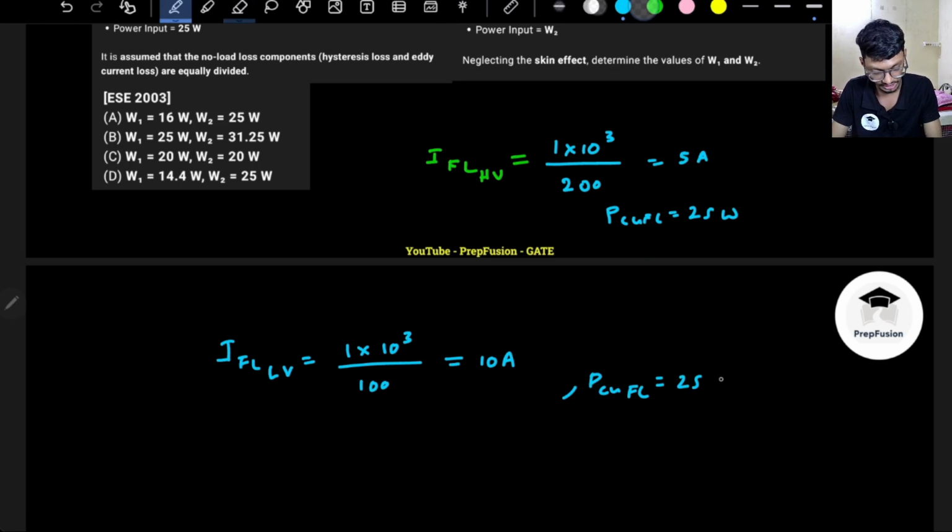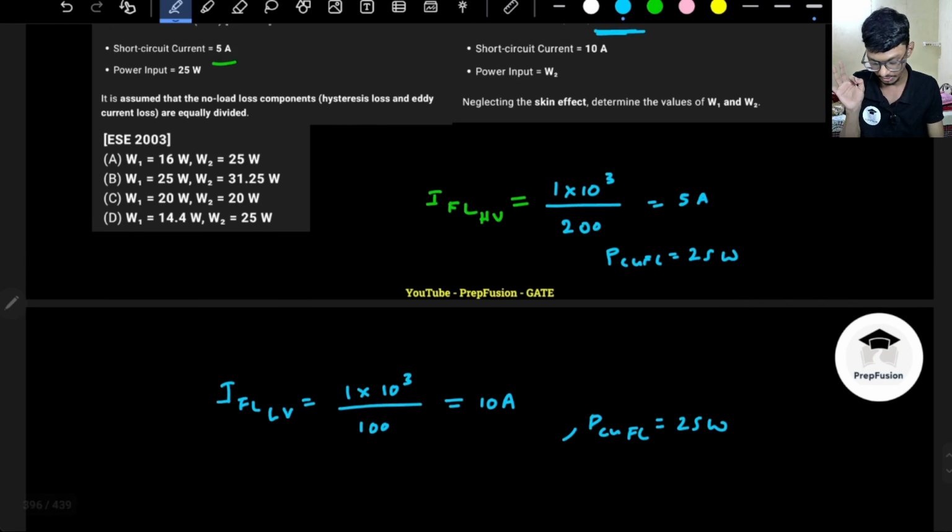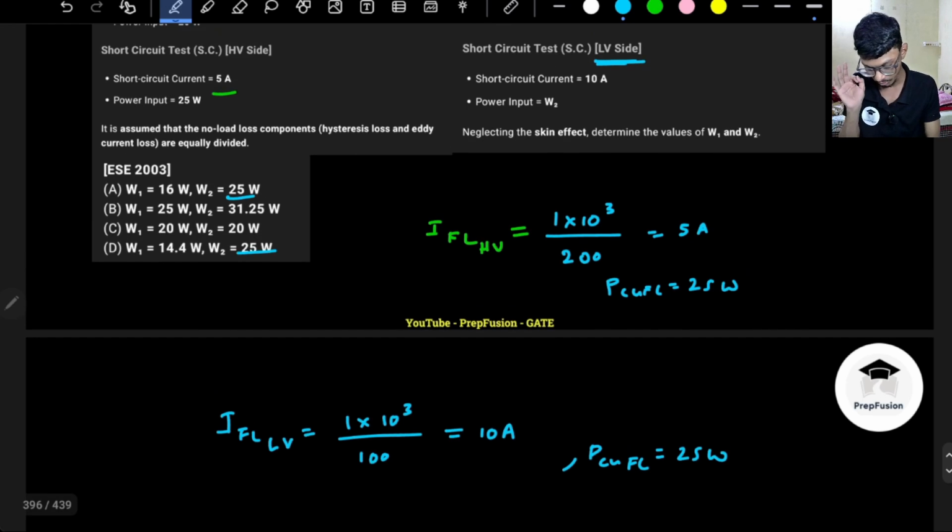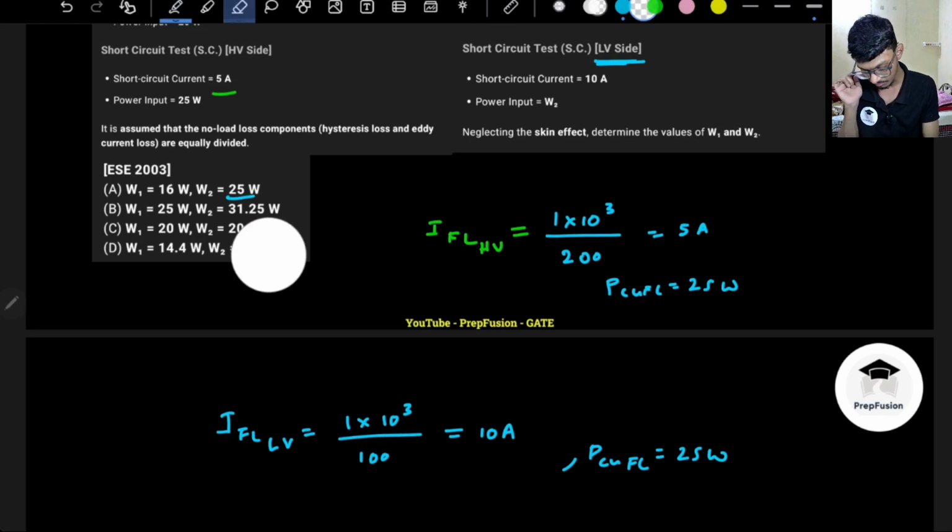So it will remain at 25 watts only. It will not change. So copper loss will not change. Copper loss will be 25 watts only. So option A and D are the possible answers. Now let's check for the first case.